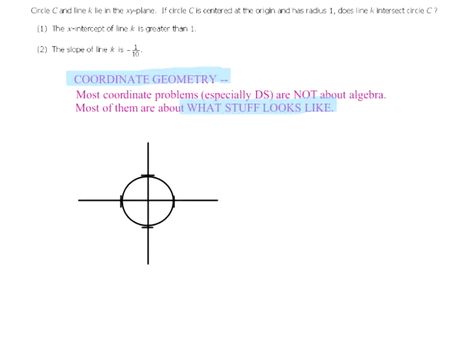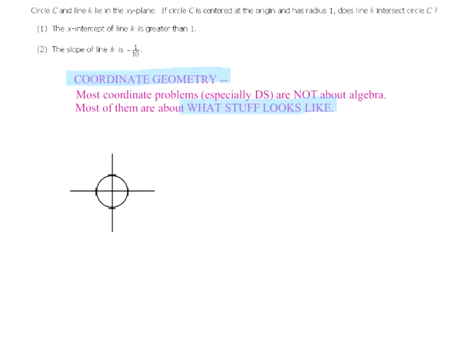All right, so this is the situation that we're dealing with, and then we need to put a line on there called K. So if circle C is centered at the origin and has radius 1, does line K intersect the circle? If you are testing cases, what are you trying to make happen?